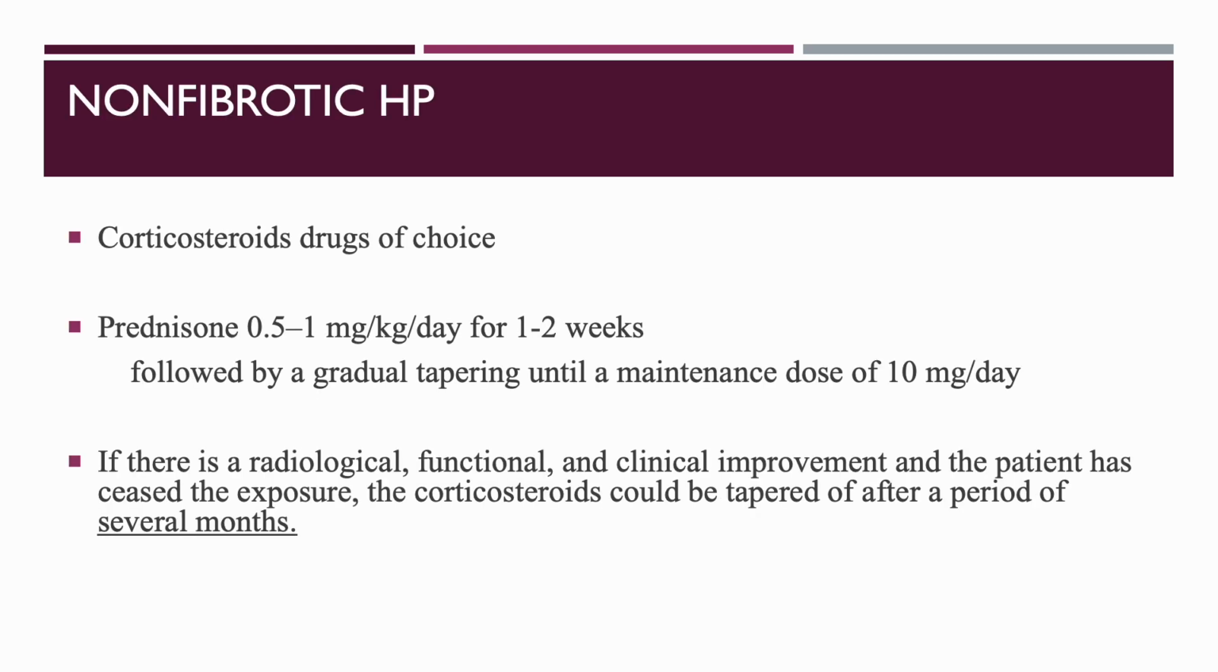So with non-fibrotic HP, we would start with steroids as the drug of choice, prednisolone 0.5 to 1 mg per kg per day for the initial 1 or 2 weeks, and then gradually taper them until a maintenance dose of 10 mg a day once the patient is better. And how will we know the patient is better? We need radiological, functional, clinical improvement.